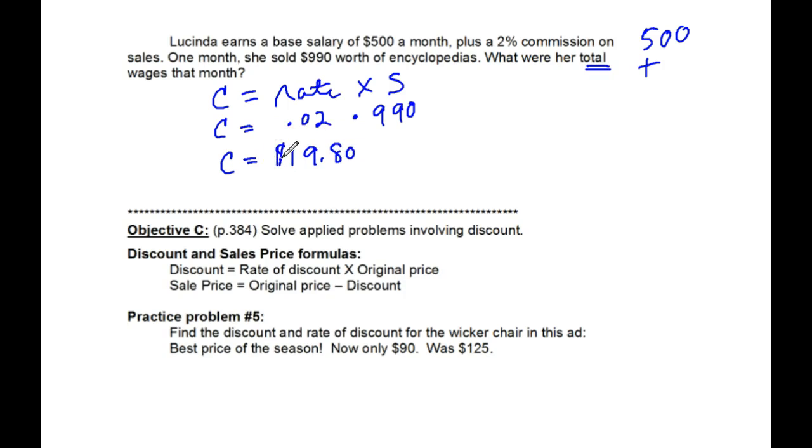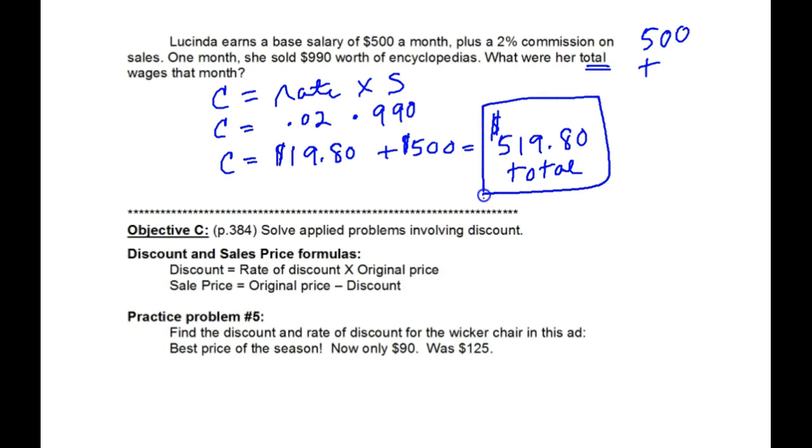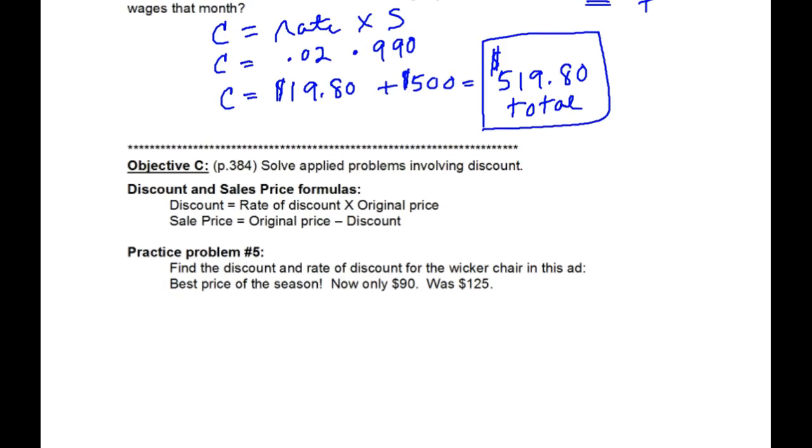The question was, what were her total wages? So we'll have to take the $500, that was her base, and we'll add on the $19.80 for the total of $519.80. That was the total. So sometimes you have to read the problem and do more than just calculate a percent. So you make sure that you're answering the question that's being asked. And it's good to show that we're adding that $500 on. Even though I know you can do that in your head.